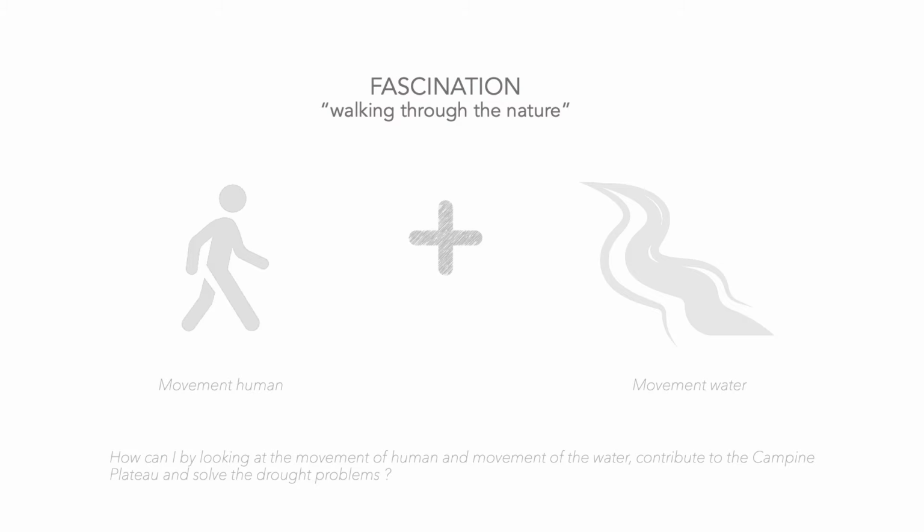For this project, I started from my hobby, walking through nature, and aimed to solve the drought problems on the Campine Plateau. The design question I posed here is: how can I contribute to the Campine Plateau and solve drought problems by looking at the movement of people and the movement of water?